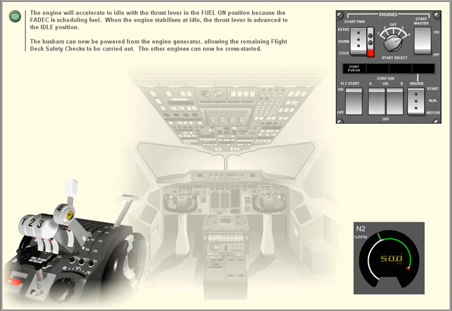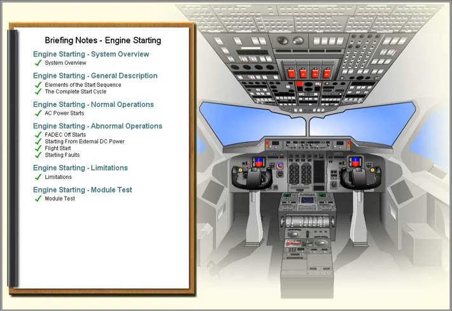The engine will accelerate to idle with the thrust lever in the fuel on position because the FADEC is scheduling fuel. When the engine stabilizes at idle, the thrust lever is advanced to the idle position. The bus bars can now be powered from the engine generator, allowing the remaining flight deck safety checks to be carried out. The other engines can now be cross-started.